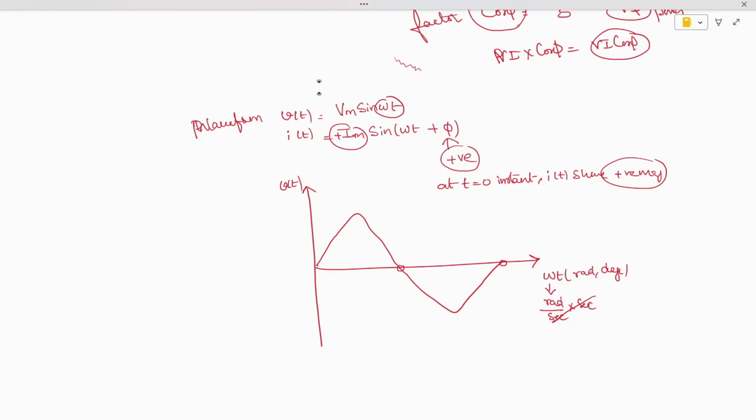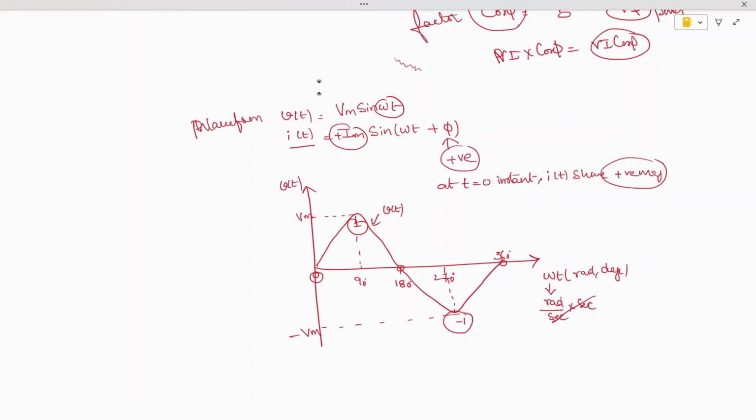So this is the instantaneous voltage V of t: sine 0, and this is sine 90 degrees, this is sine 180 degrees, this is sine 270 degrees, and this is sine 360 degrees. This is the peak value Vm, and here we are going to get minus Vm, where this value is minus 1 and where this value is 1. So sine 0 is 0, sine 90 is 1, sine 180 is 0, sine 270 is minus 1, and sine 360 is again 0.